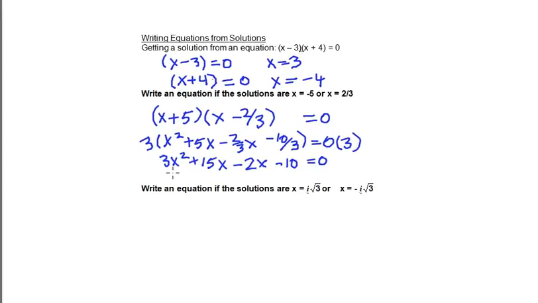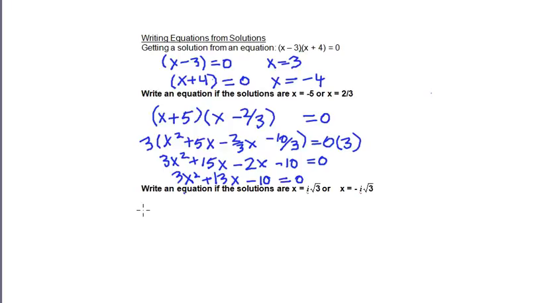So we end up with the terms 3x squared plus 3 times 5 gives us 15x minus 3 times 2/3 gives us minus 2x, and then minus 10 is equal to 0. And finally, combining the like terms in the middle, we get our quadratic equation, 3x squared plus 13x minus 10 is equal to 0. And this technique works not only for 2 solutions to produce a quadratic equation, but it could work for any number of solutions. So if I had, for example, 4 different solutions, I could set each of those 4 solutions as a factor equal to 0, and then calculate the 4th degree equation.